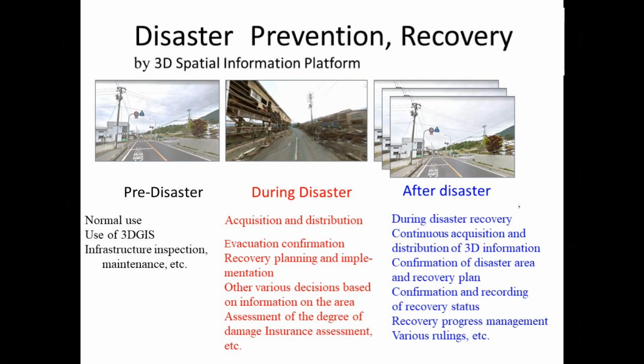Can we think of a platform like this? Local governments in the region will take video from normal times and provide a web service as a 3D GIS as a service to residents. And if, unfortunately, a disaster occurs, emergency operations will be performed within this web. It can be used as a public service in emergency situations, taking advantage of 3D spatial information.